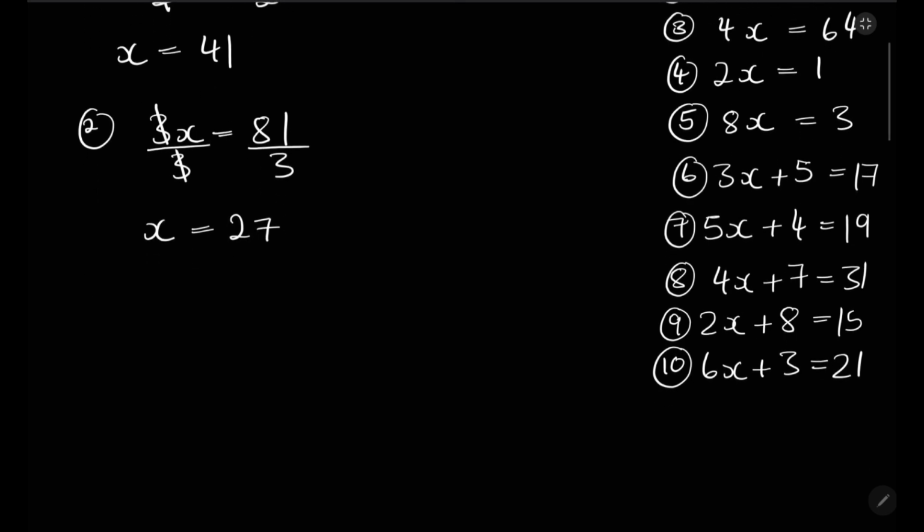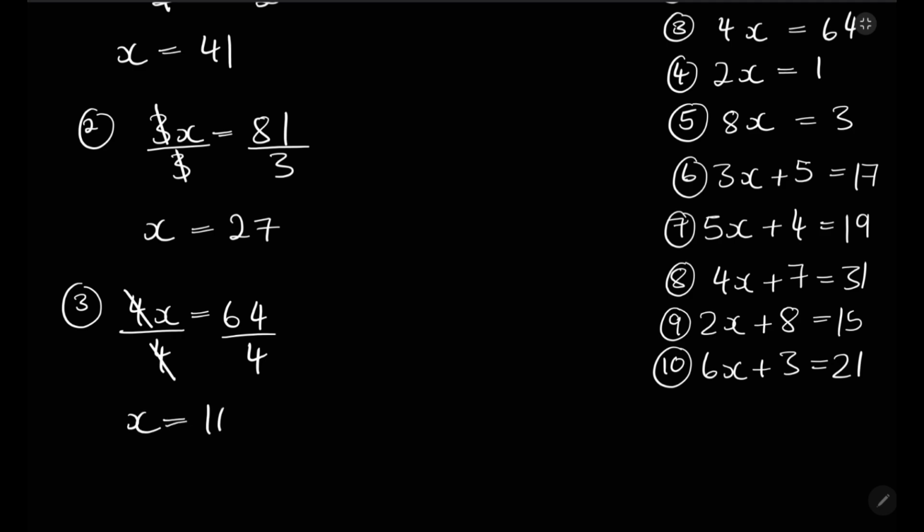Let's try the third example. Let's do 4x is equal to 64. We want to get rid of that coefficient, the 4. To do so, we'll divide both sides by 4. This will be 4x divided by 4 and 64 divided by 4. This cancels with that. x is equal to 64 divided by 4, which is 16. That is how we solve.